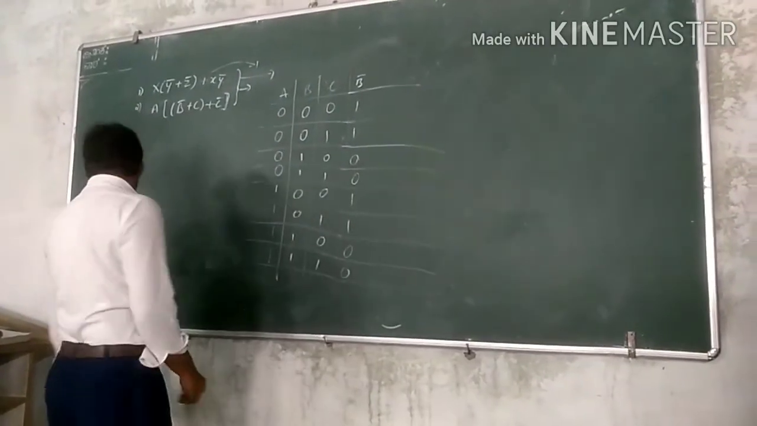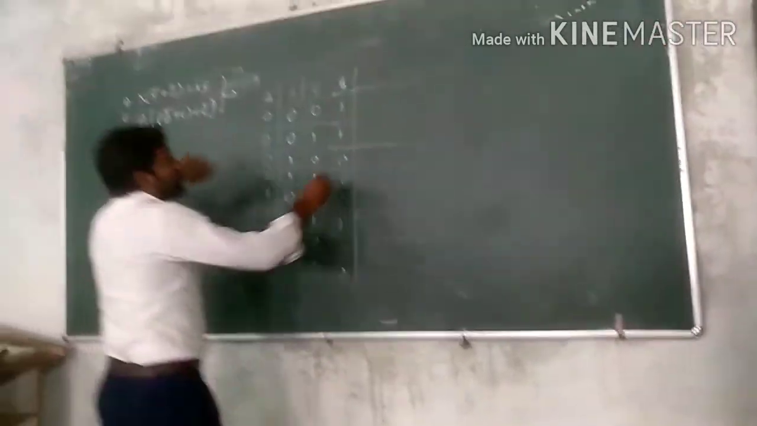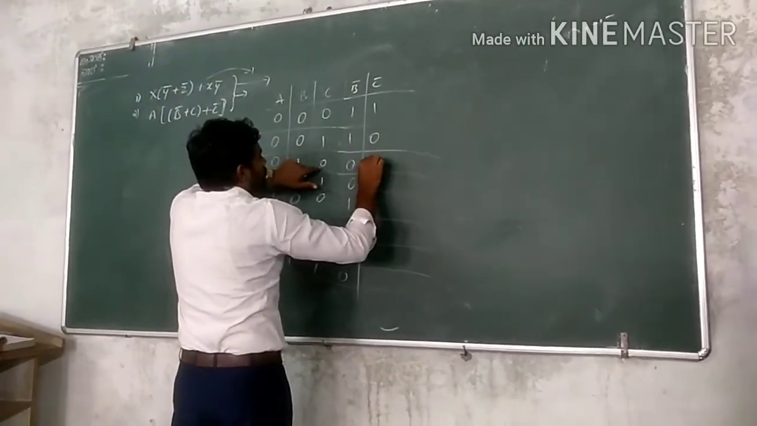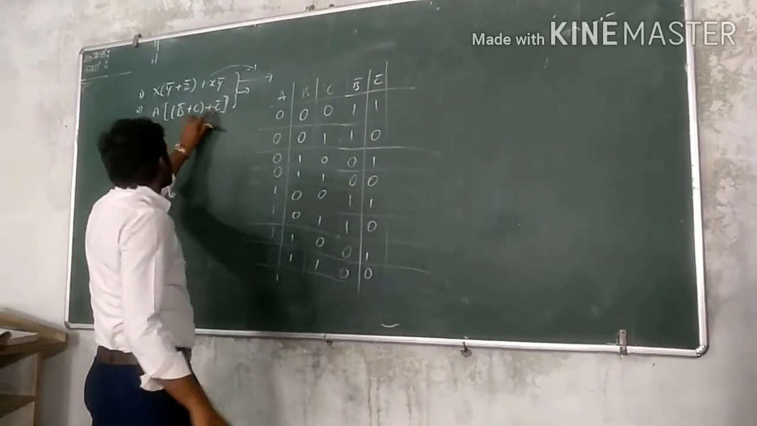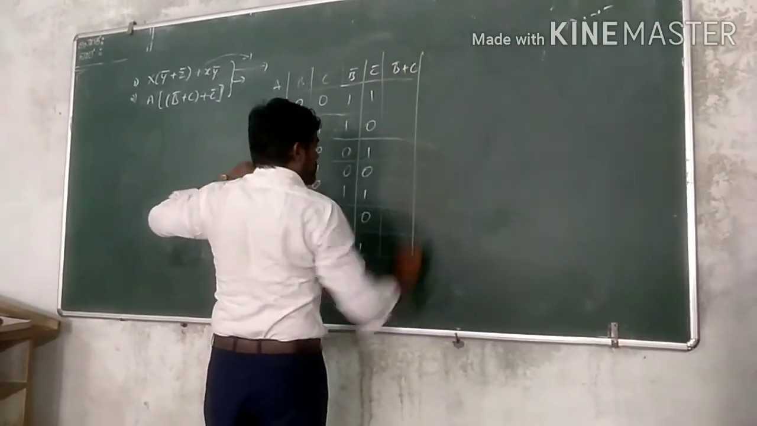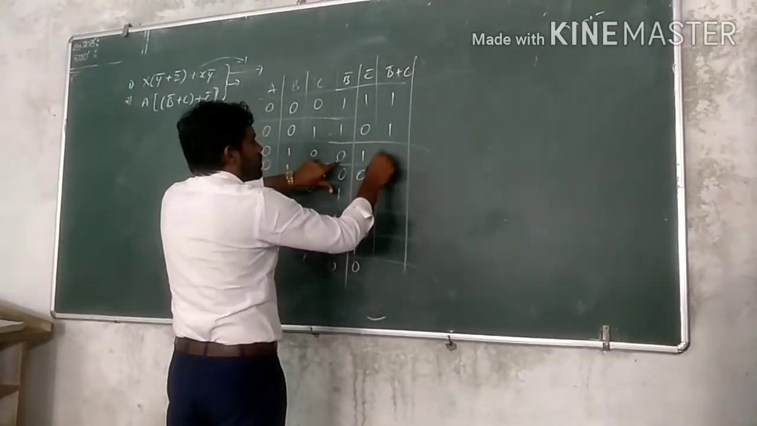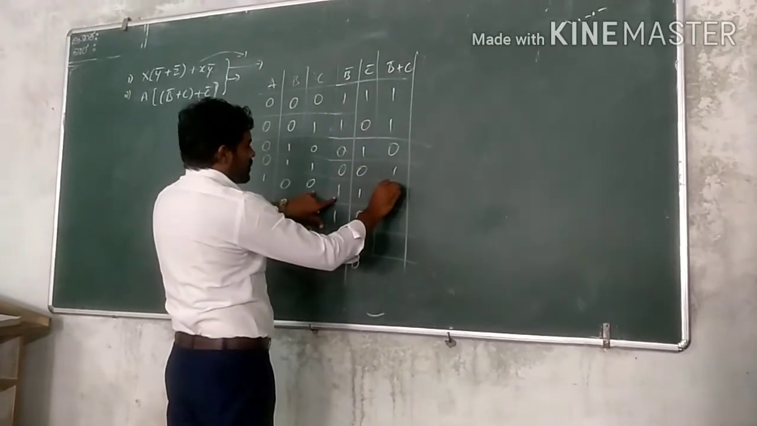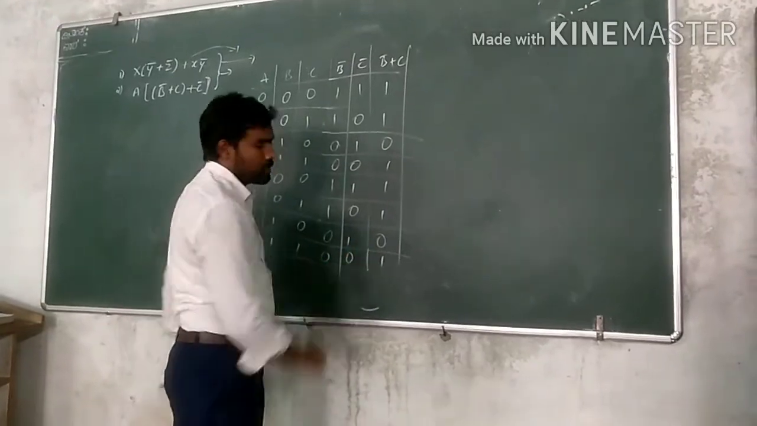So this is here b complement over here. Next, c complement required over here. C complement 1 0 1 0 1 0 1 0. Next, whole term, that is b complement plus c. So b complement plus c: 0 plus 1 is 1, 1 plus 1 is 1, 0 plus 0 is 0, 1 plus 0 is 1, 1 plus 0 is 1, 1 plus 1 is 1, 0 plus 0 is 0, 1 plus 0 is 1.